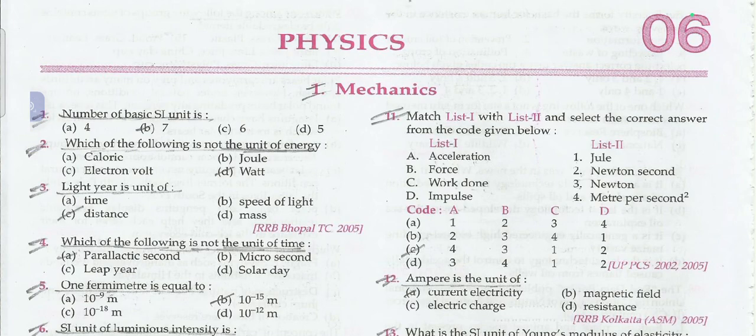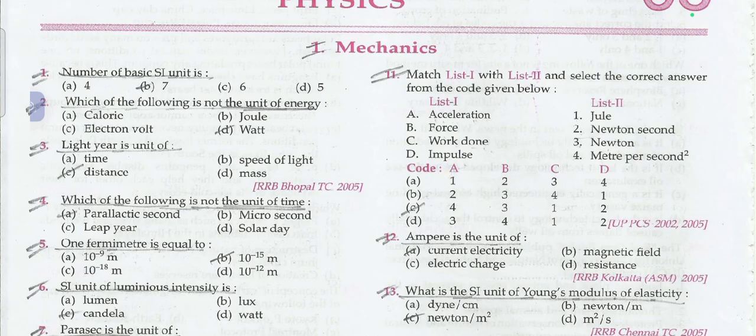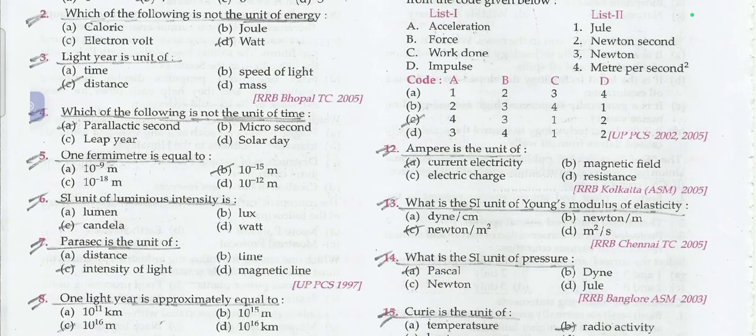6. Physics, mechanics. Number of basic SI units is 7. Which of the following is not the unit of energy? Watt. Light year is a unit of distance. Which of the following is not the unit of time?